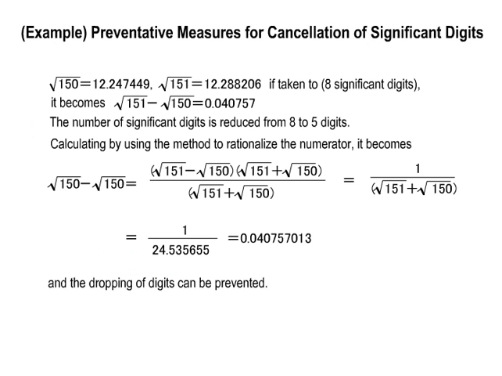In order to prevent this cancellation of significant digits, the calculation is transformed so that subtraction of absolute values with the same sign that are almost equal does not occur.